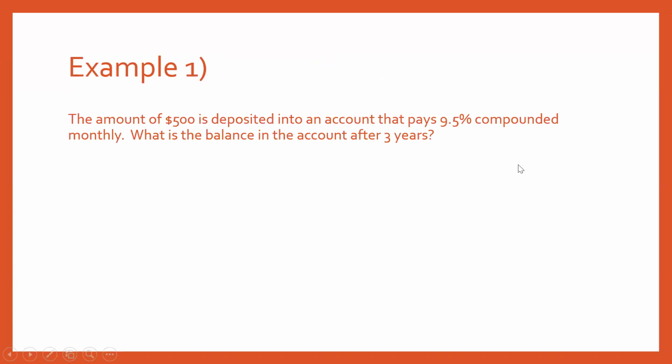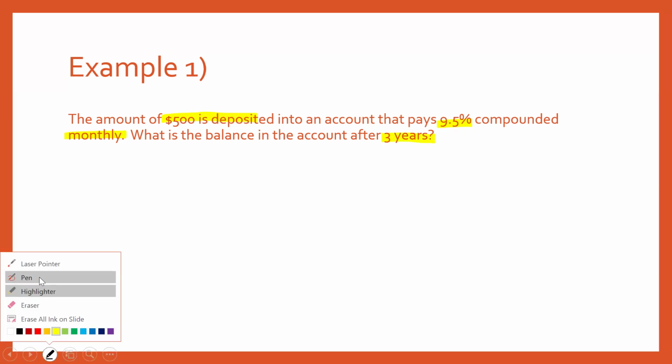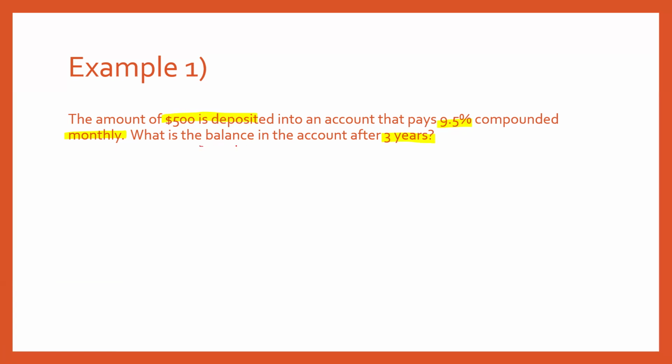Example 1. An amount of $500 is deposited into an account that pays 9.5% compounded monthly. What is the balance in the account after 3 years? For this problem, we're going to go through it and mark the text with what we already know. We have $500 deposited, 9.5%, compounded monthly, and 3 years. It wants us to find the balance.